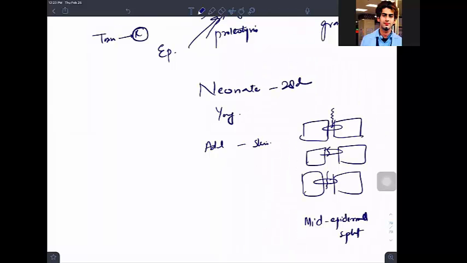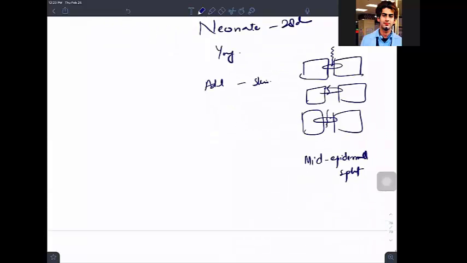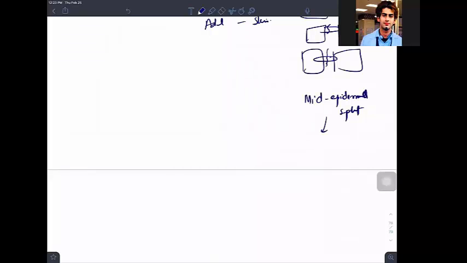This I am connecting with dermatology. Okay, I am going into detail. So when mid-epidermal split happens, that leads to generalized exfoliation. You will see the skin getting removed.